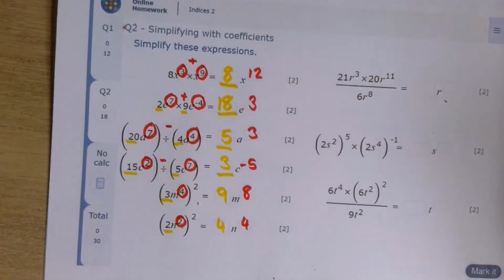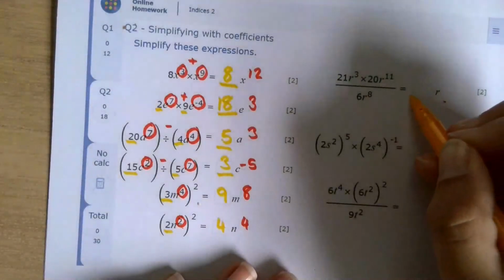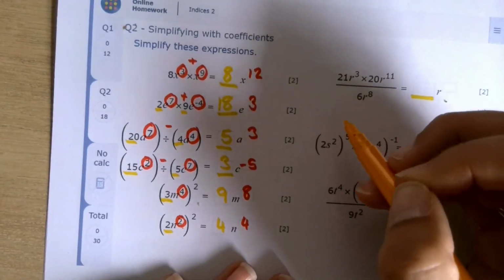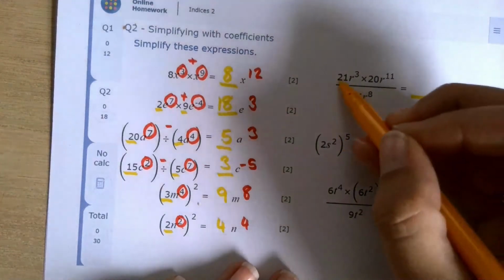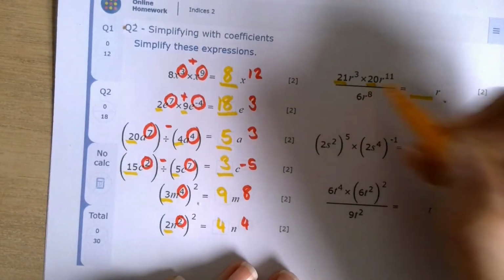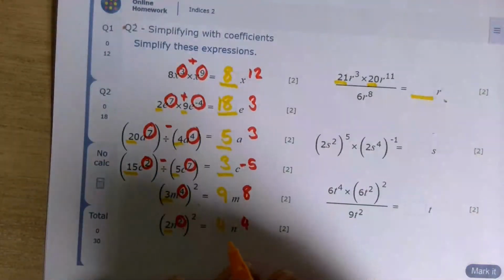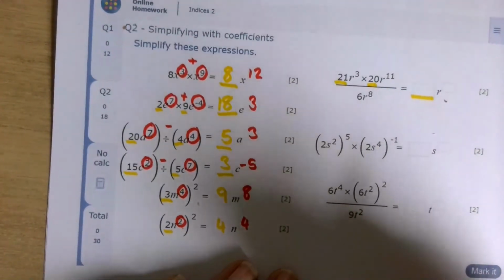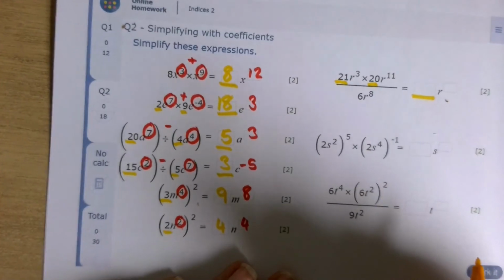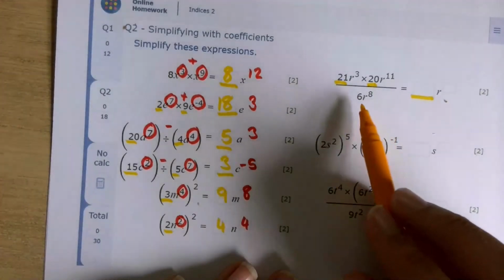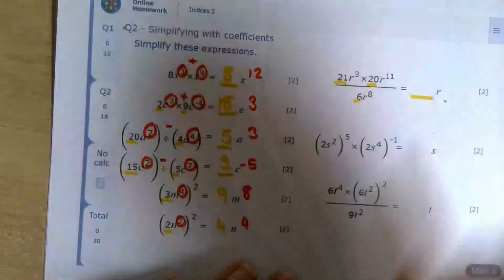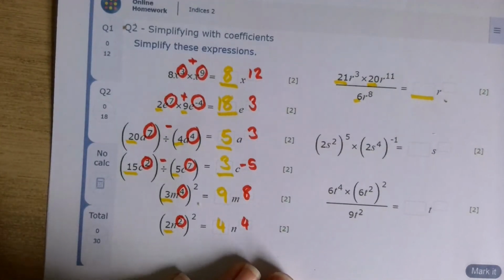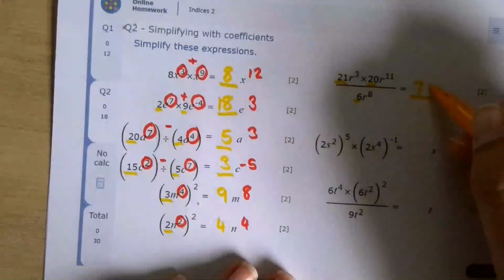Always useful. So let's have a look again, first of all, at the coefficient. Look at the numerator first. 21 times 20 is 420. And then divided by 6. 420 divided by 6. 42 divided by 6 is 7. So 420 divided by 6 must be 70.